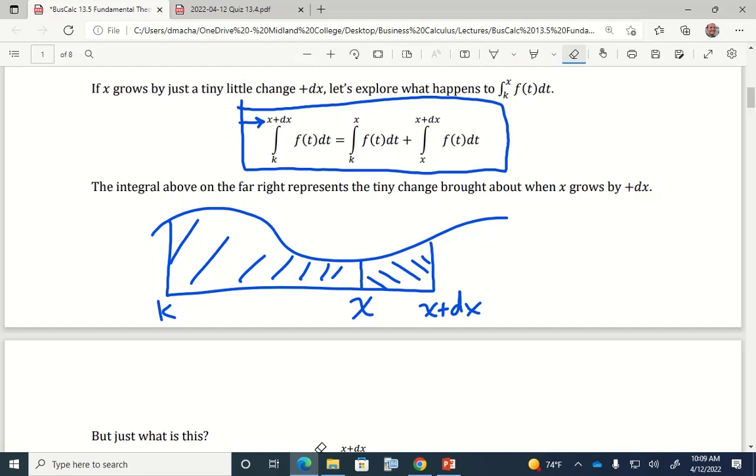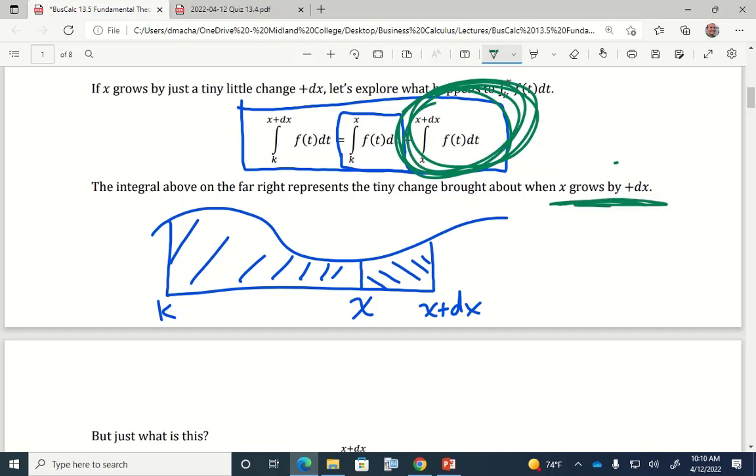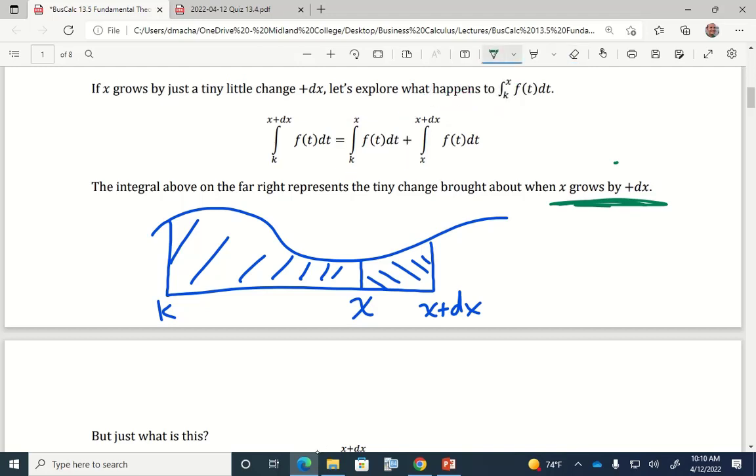So this is my original integral, that integral from k up to x. So really, what happens whenever I introduce the change x plus dx is this. This is the additional little bit that I get from x growing by that plus dx. And so on the next page, I'm going to focus on this third integral, the one that gives me the area under the curve between x and x plus dx.